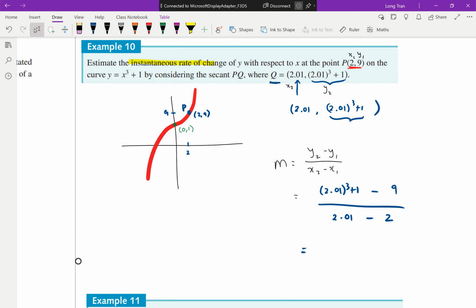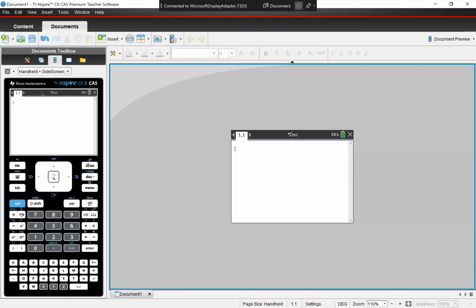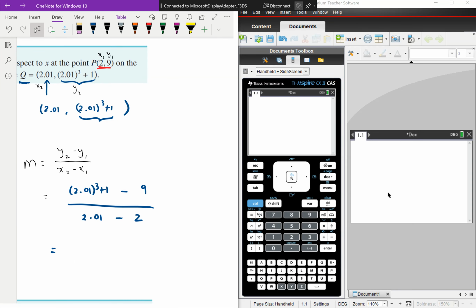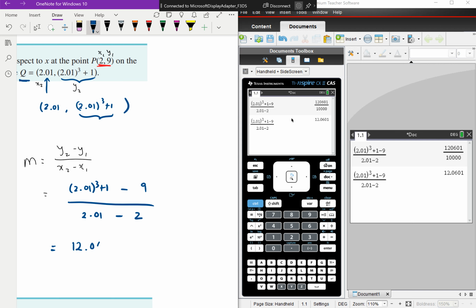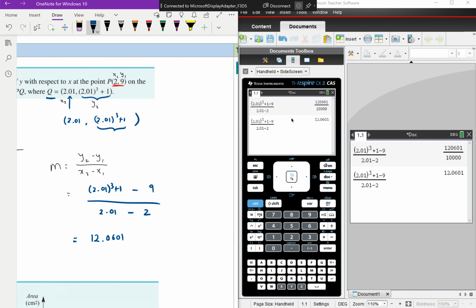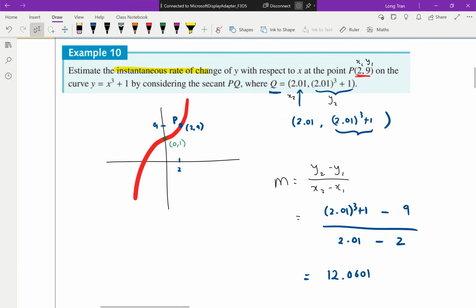Okay, now let's get out our CAS and I'm just going to put this up. Let's figure this out. We had the fraction. Here we go. Fraction of 2.01 to the power 3 plus 1 minus 9 over 2.01 minus 2. And I'm going to change this to decimals. 12.0601. So what does that tell me? What I want you to understand from this exercise here is that this is the gradient.